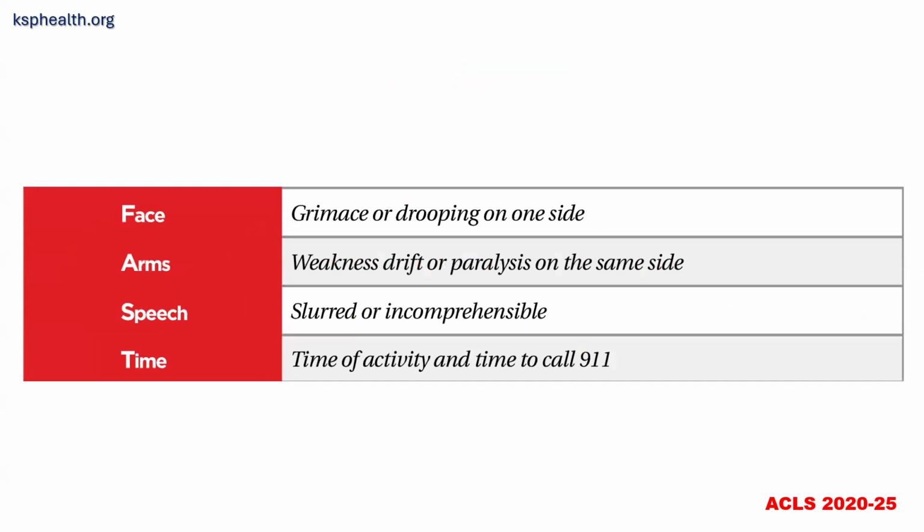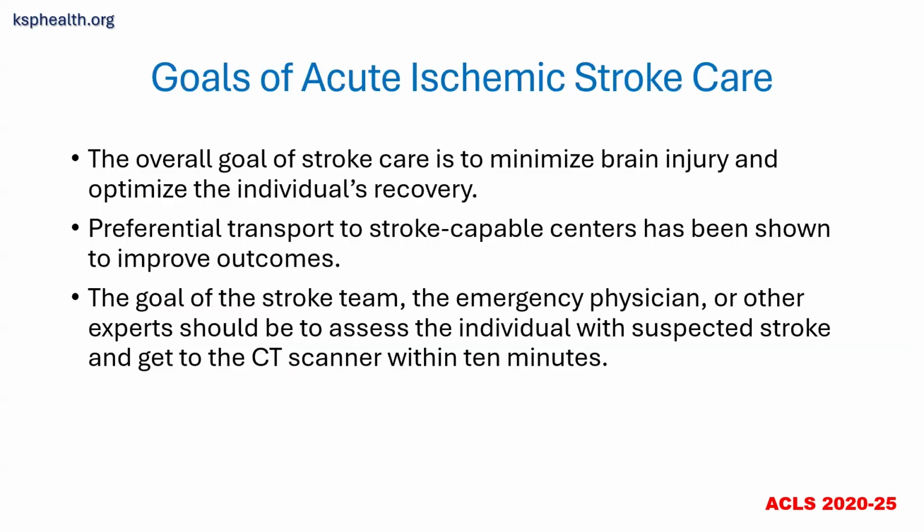So how to identify? It goes with the acronym FAST. Face, grimace or drooping on one side. Arm weakness, drift or paralysis on the same side. Slurred or incomprehensible speech. Time of onset, time to call 911. It's very important. When they saw the first event, that needs to be communicated to the receiving hospital.